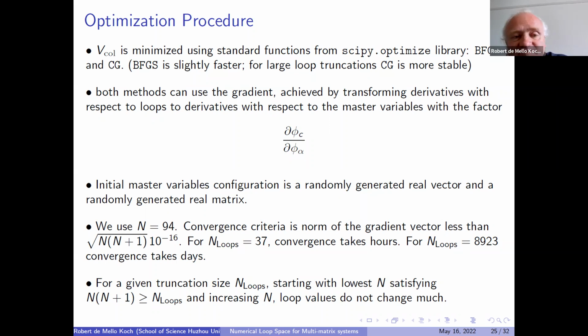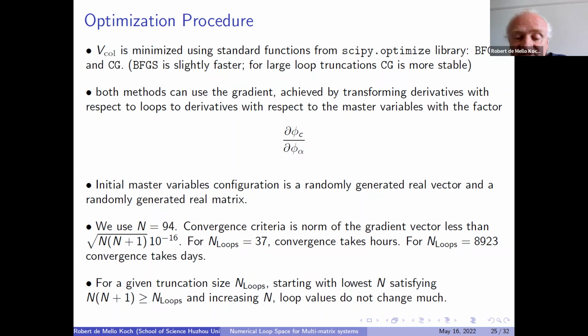Both methods speed up if you use the gradient. And so we just use the gradients in loop space multiplied by these factors, which convert loop space derivatives into master field derivatives. There was no tuning of initial configurations. We just generated initial configurations randomly and let it run. Our convergence criterion was to look at the gradient vector. And as soon as gradients fell below the square root of n times n plus 1 times 10 to the minus 16, we halted the program.